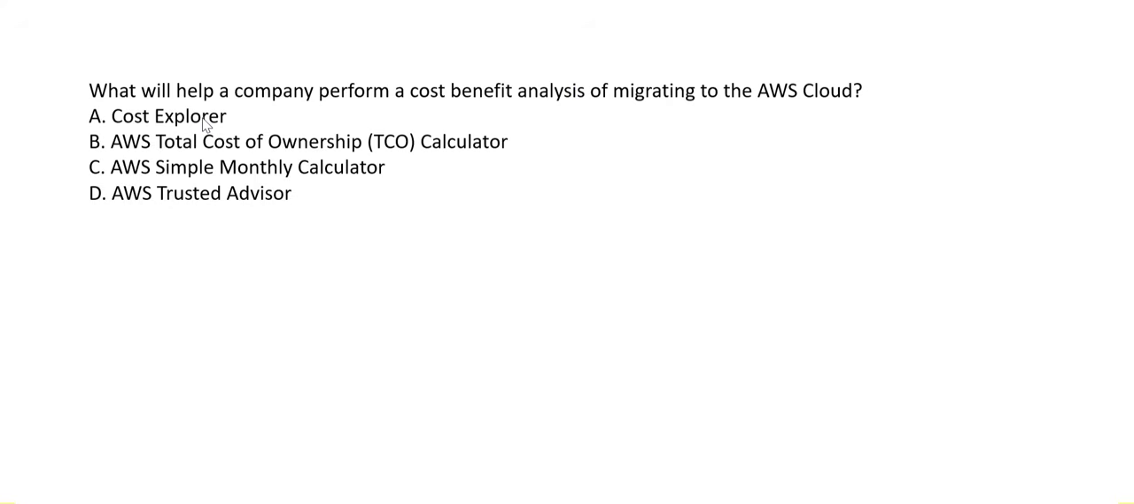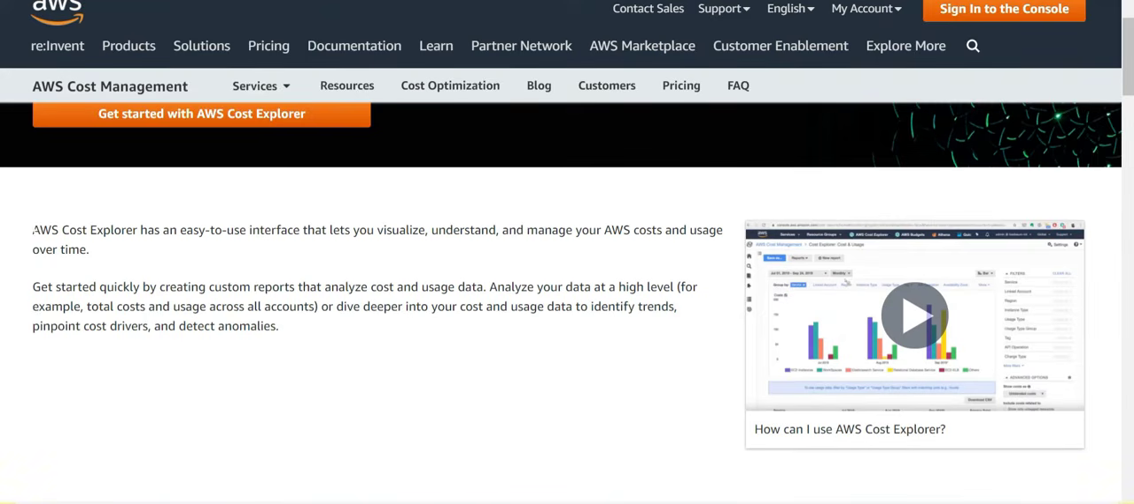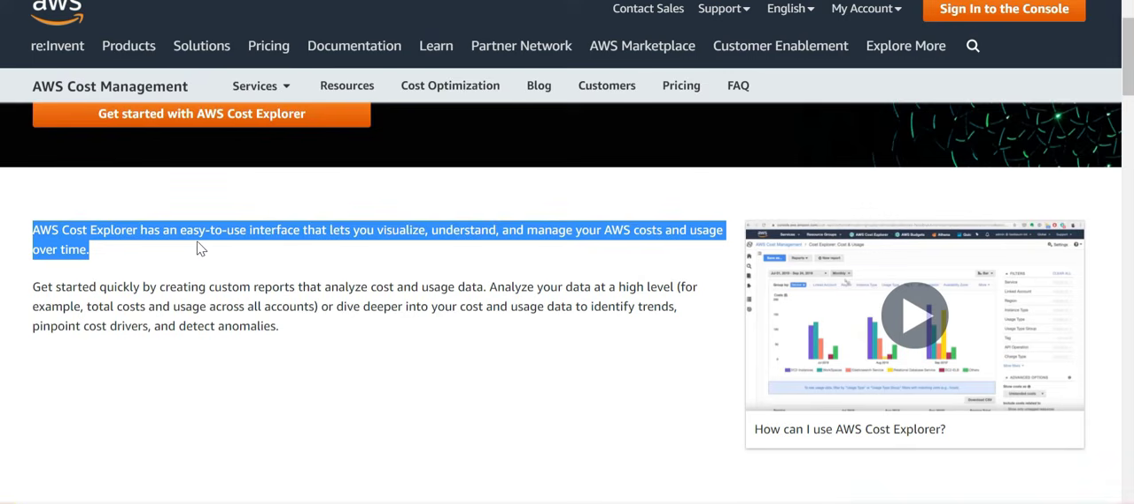So the options are Cost Explorer. If you see Cost Explorer, that is an easy to use interface that lets you visualize, understand, and manage your AWS costs and usage over time. You are already on cloud. It is helping you to manage whatever resources your company or your department is using on cloud. It's a very different purpose. Our question is saying how you will calculate what will be the cost of going on cloud.